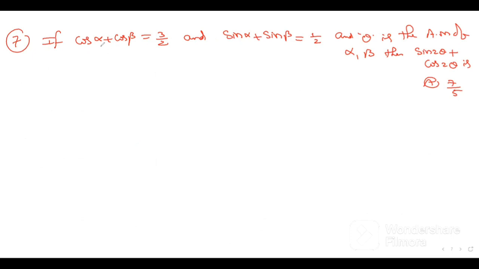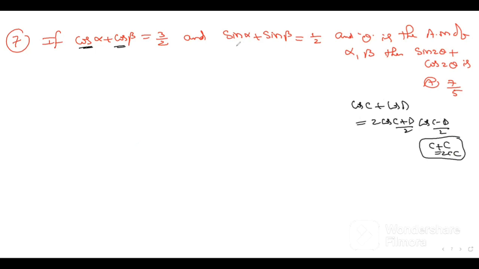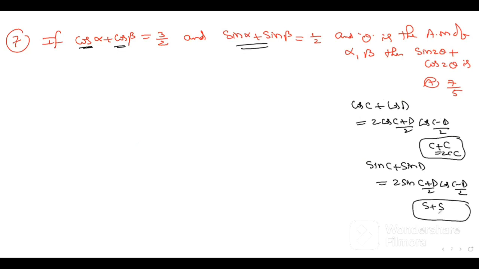Okay, we have one formula, already discussed. Cos C plus cos D is equal to 2 cos of (C plus D) by 2, cos of (C minus D) by 2. That is, the formula is 2CC. Next, sin C plus sin D is equal to 2 sin of (C plus D) by 2, cos of (C minus D) by 2. What is the formula here? S plus S is equal to 2SC. Now we should apply these two formulas.